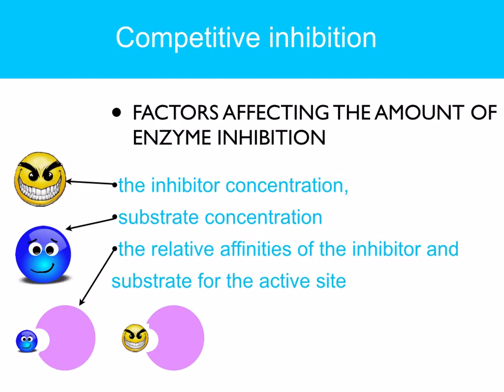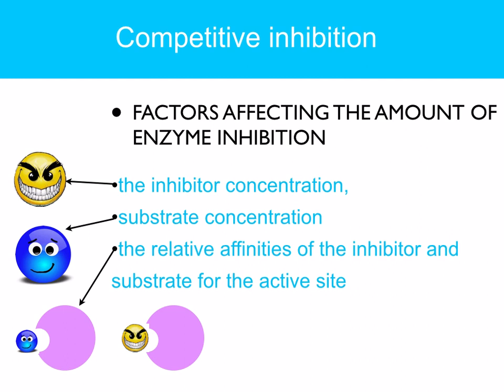So what are the different factors that affect the amount of enzyme inhibition? Well, in terms of competitive inhibition, the inhibitor concentration. So the greater the inhibitor concentration, what will happen? What do you think will happen? So if you increase the inhibitor concentration, the slower the rate of reaction.